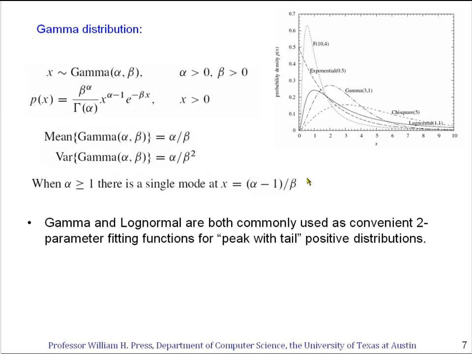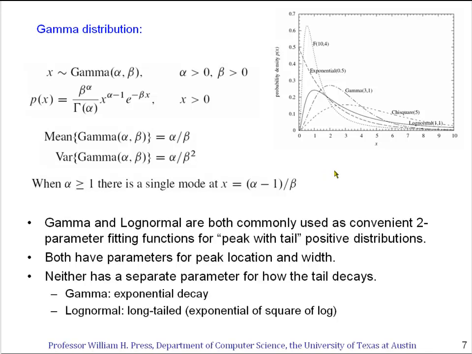So the gamma distribution here on this page and the log-normal distribution on the previous slide are both probability distributions that have two parameters, and those two parameters can be used to fit for the location of a peak of the distribution and a parameter that indicates how fast the tail will fall off, a scale parameter for the tail.